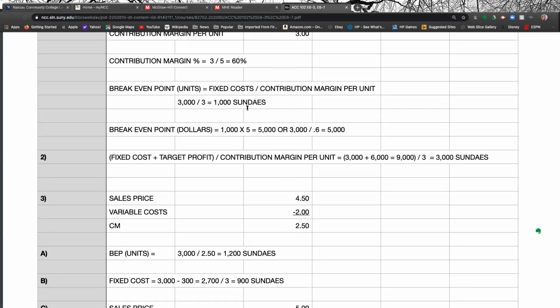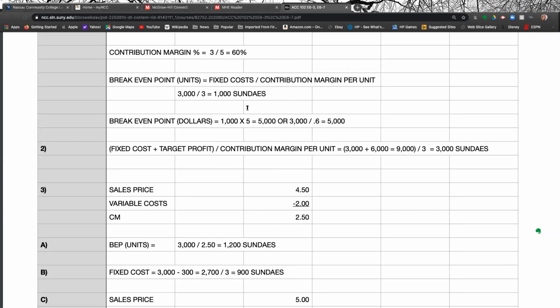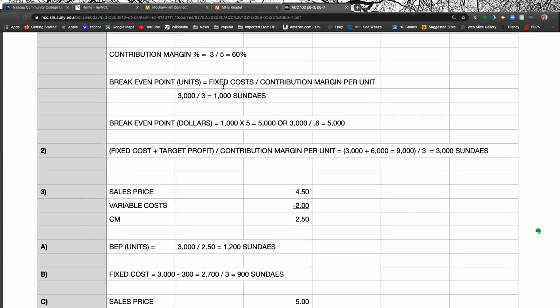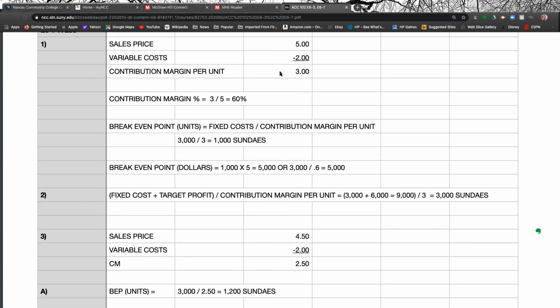What's the break-even point? How many sundaes do I have to sell to break even? Fixed cost divided by contribution margin per unit. Fixed cost of $3,000. The contribution margin per unit is $3, right? That comes out to 1,000. I have to sell 1,000 ice cream sundaes to break even.